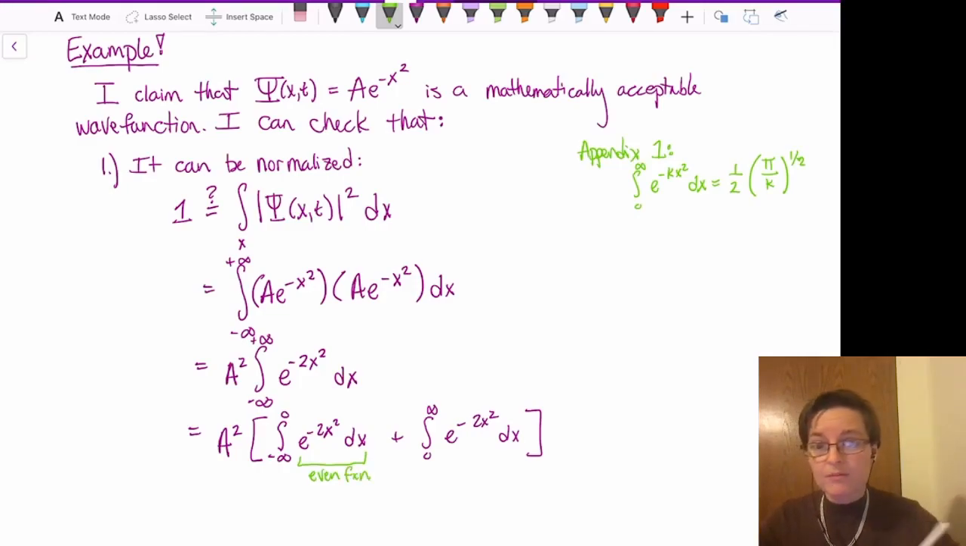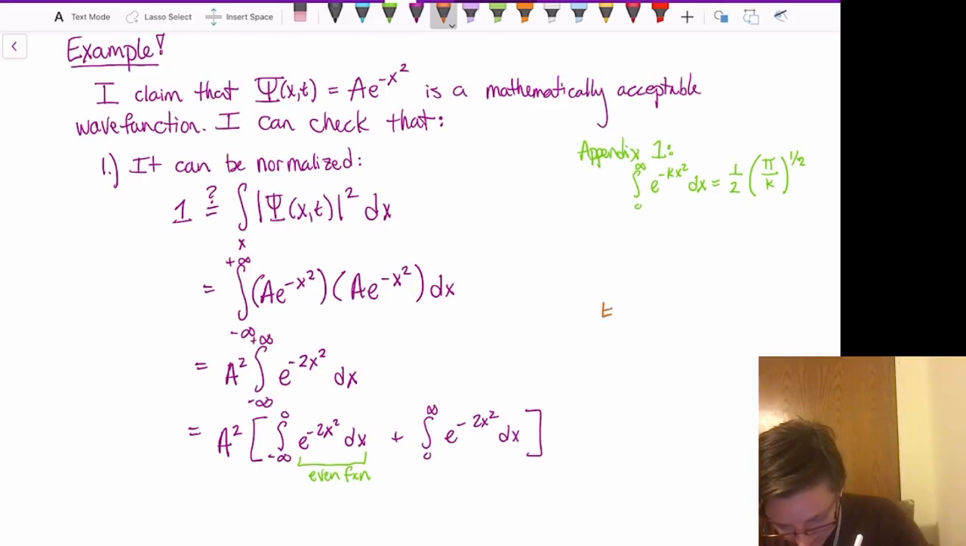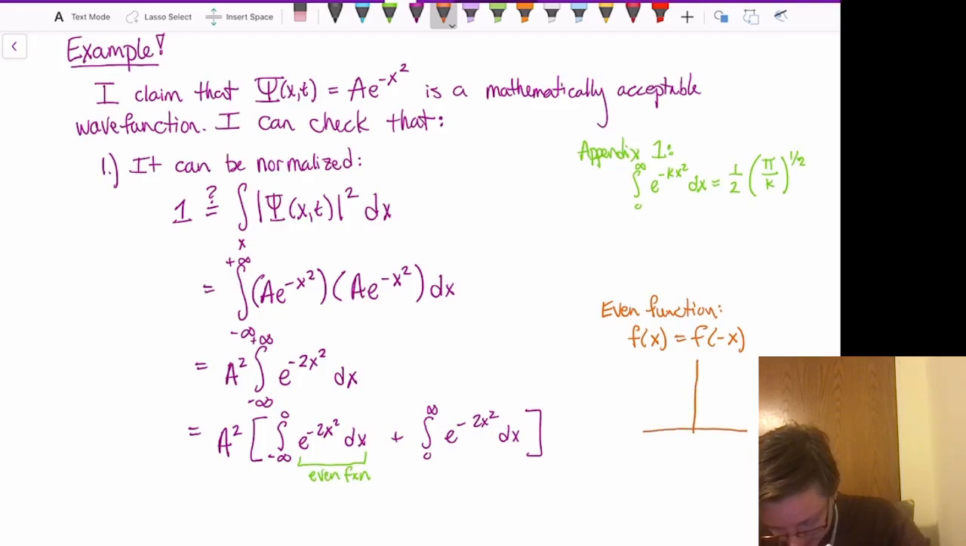And from your math classes and your calculus class, hopefully you remember a set of rules about even functions and odd functions when it comes to integrals. So let me do a little brief aside. So an even function is by definition something where it's symmetric. It's a function where if you replaced all the x's with negative x's, the function doesn't change at all. So an example of this would be our x squared function that we had before.